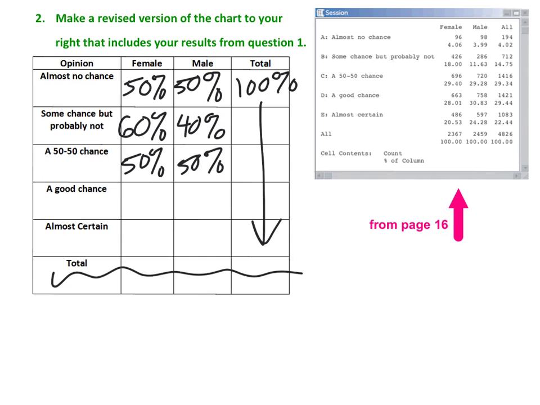A good chance. About 47% of females said a good chance. It was about 53% of males. Almost certain, of people that said that, 45% were female. About 55 were male.